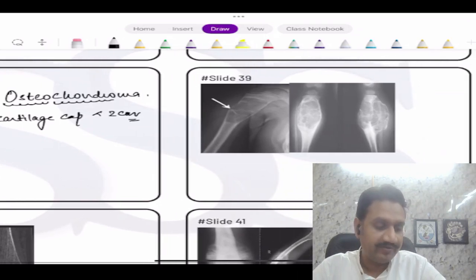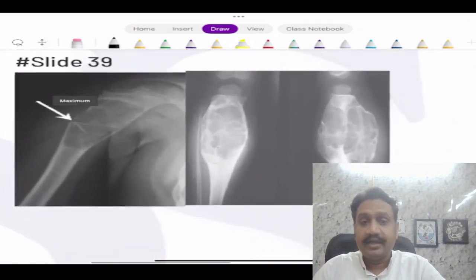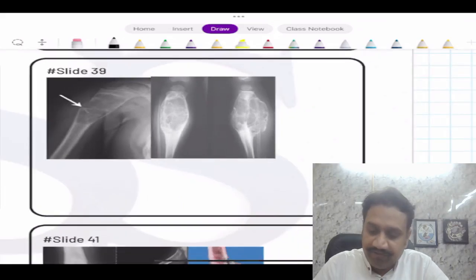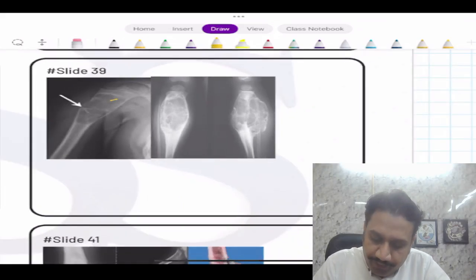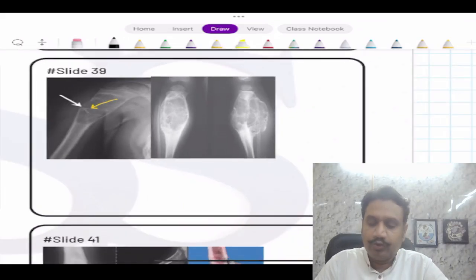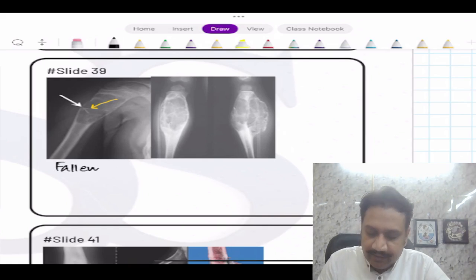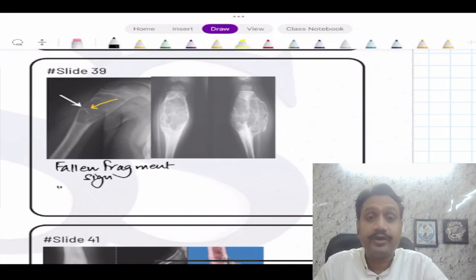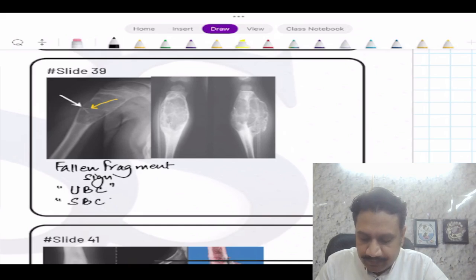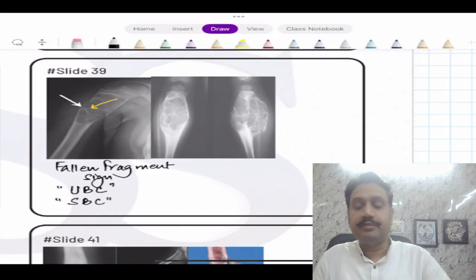Yes, osteochondroma. Perfect. Now see, if you get a lesion where you see a piece of bone falling into the cavity, what do you call that? The fallen leaf sign or the fallen fragment sign. Where do we see that? It is seen in unicameral bone cyst, or what you also call a simple bone cyst.